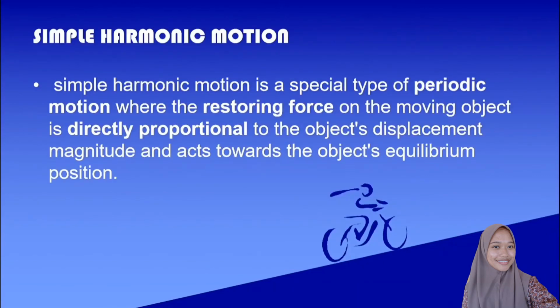Sebelum tu kita kena faham apakah itu simple harmonic motion. So, simple harmonic motion is the special type of periodic motion where the restoring force on the moving object is directly proportional to the object displacement magnitude and acts toward the object equilibrium position. So maksud dia kat sini, simple harmonic motion tu ialah a special type of periodic motion. Periodic motion tu maksudnya repeated motion where the restoring force on the moving object is directly proportional.